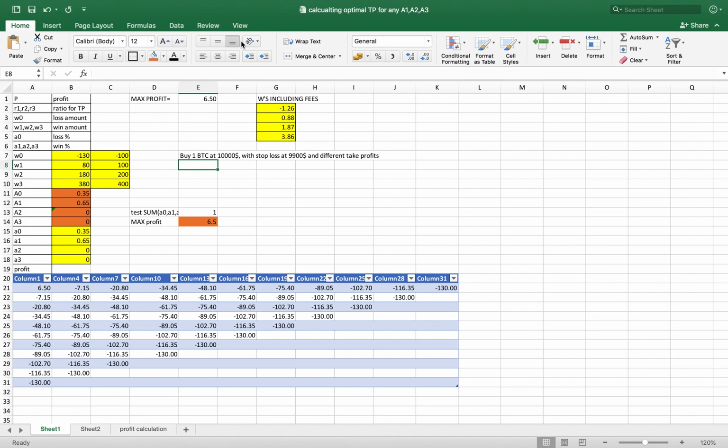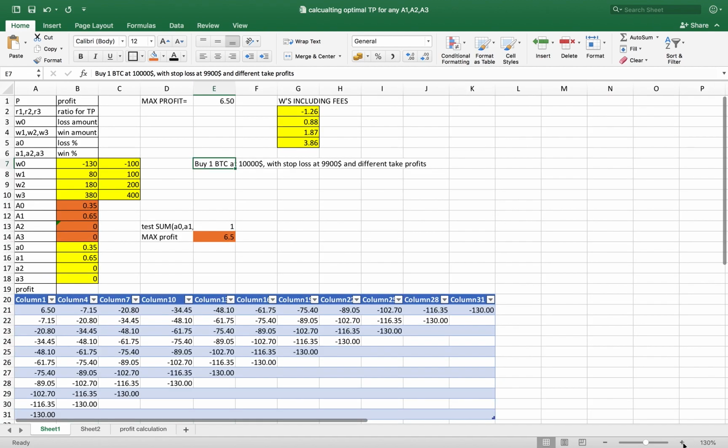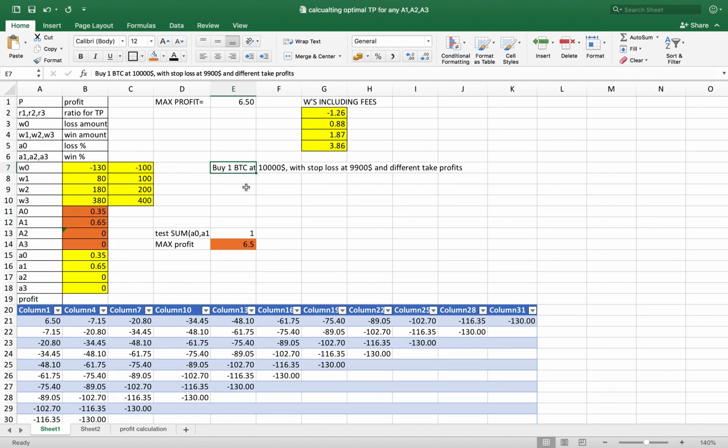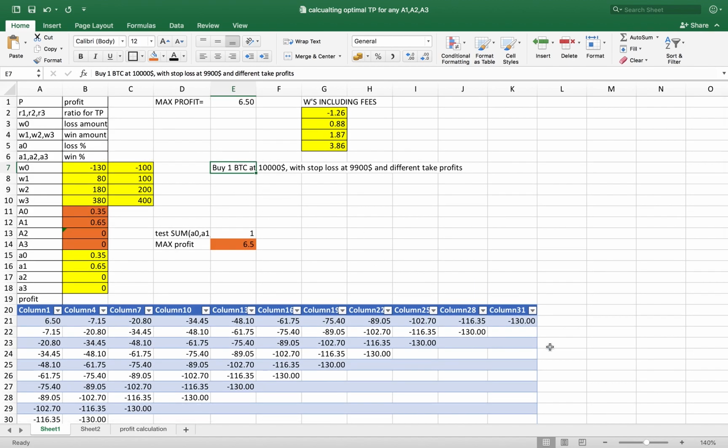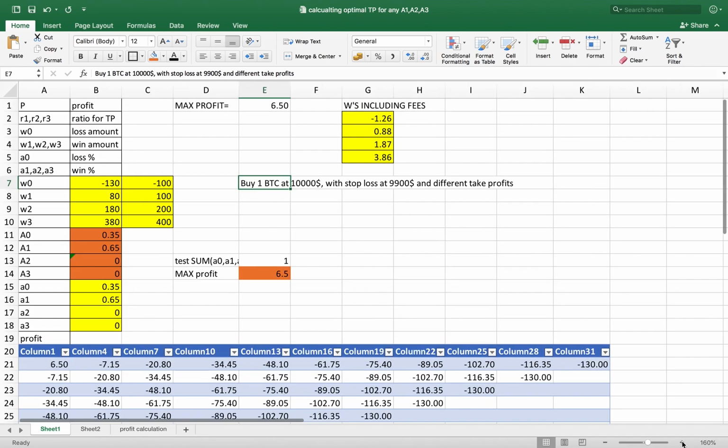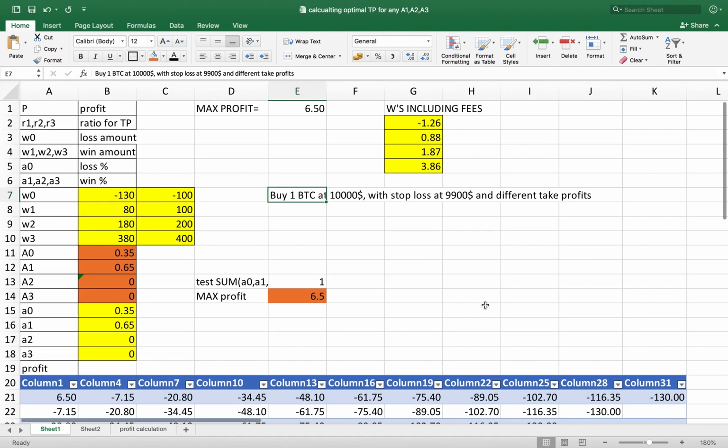So for this example, I'll actually do a few different examples, but for the first one, let's assume that we buy one Bitcoin, and I hope you guys can see this. One of the followers said that it's hard to read the numbers on the charts, so I'll zoom in here and then I'll zoom out.